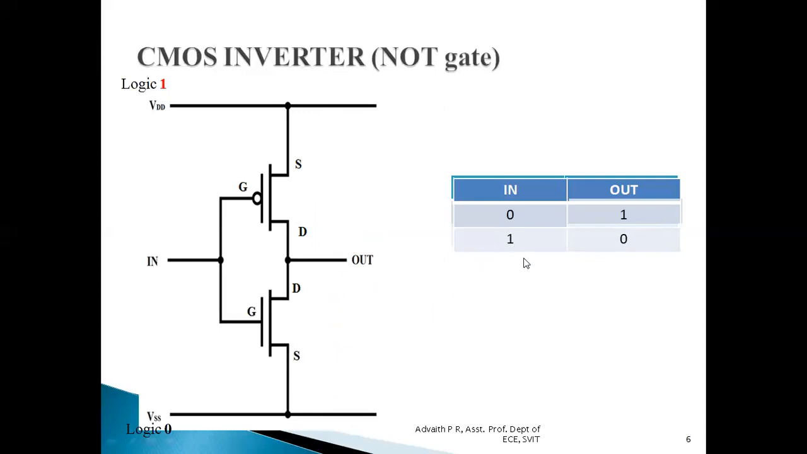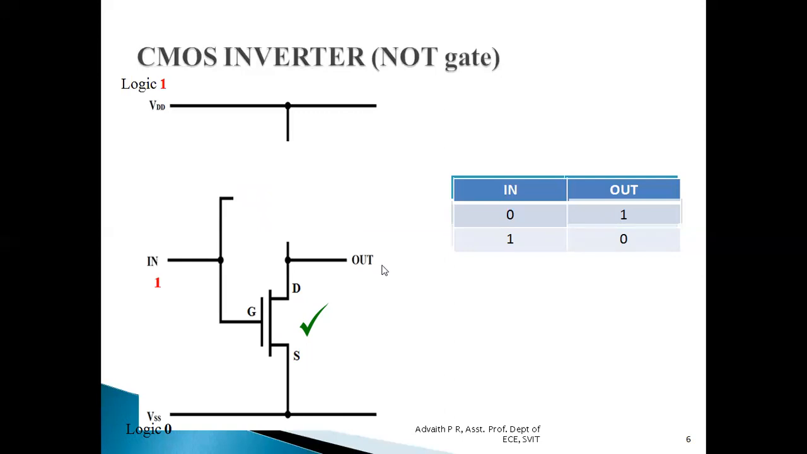Let us consider the second case, when the input voltage is equal to 1. When the input voltage is high, this input voltage is supplied to the gate terminal of the PMOS transistor as well as the gate terminal of the NMOS transistor. The PMOS transistor is off because its gate input is high, whereas the NMOS transistor is on because its gate input is high. Because the NMOS transistor is on, there is a connection established between the source and the drain terminal of the NMOS transistor. Because the PMOS transistor is off, there is no connection established between its source and drain terminal. Hence, it acts as an open switch.